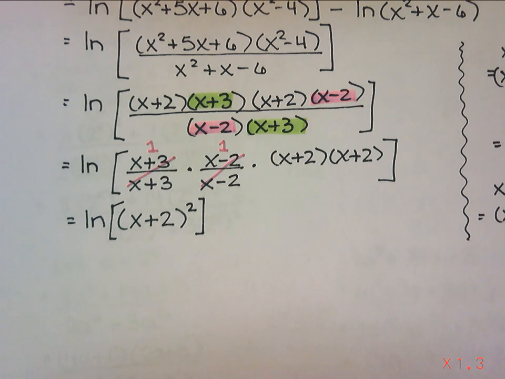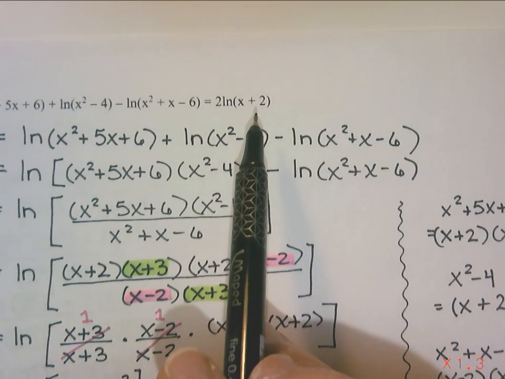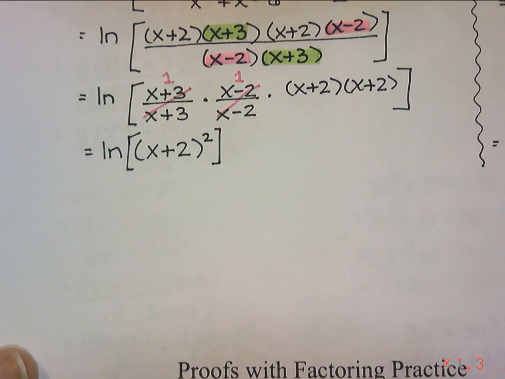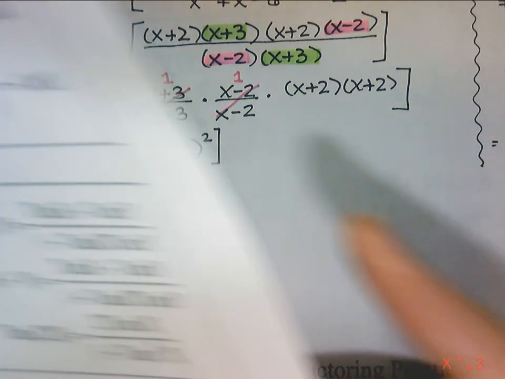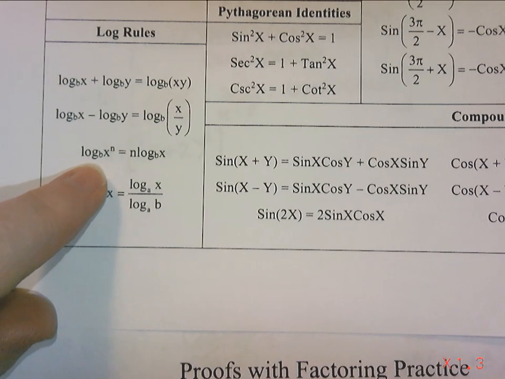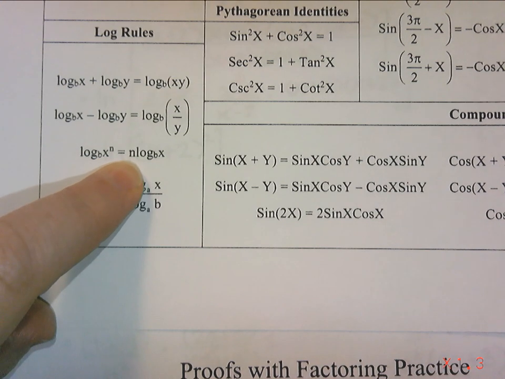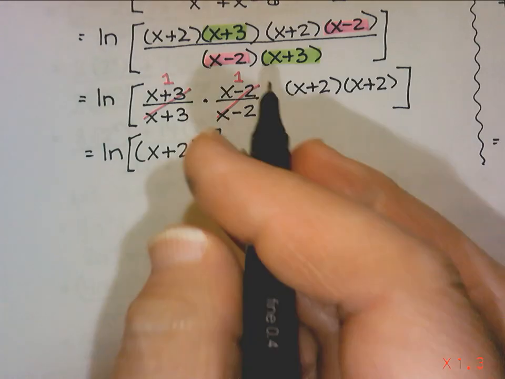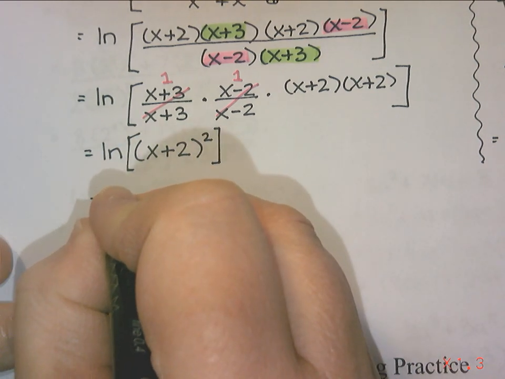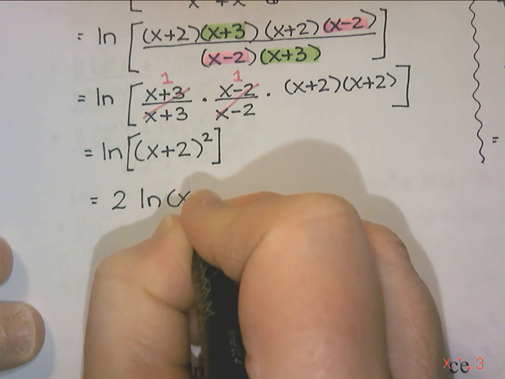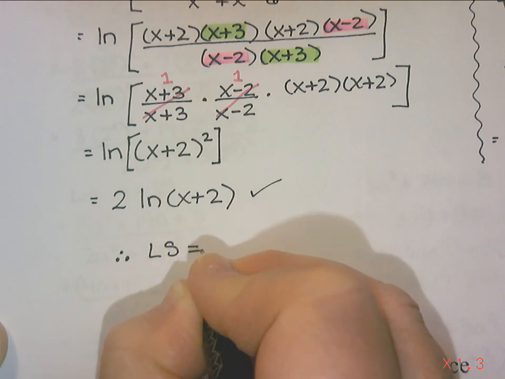I feel like we're getting close to what's on the other side. I will come back, but if you take a look here, I have 2 ln x plus 2. Here I've got ln of x plus 2 squared. So the bracket part is right. It's just the exponent that's not. There is a log rule here that says if you have an exponent on your entire argument, not just one part, but the whole argument, you can bring that down out front and multiply. So this 2 is on the whole x plus 2, so I can bring that down out front. And that's going to be 2 times ln of x plus 2, which is what is on the other side. So left side equals right side.